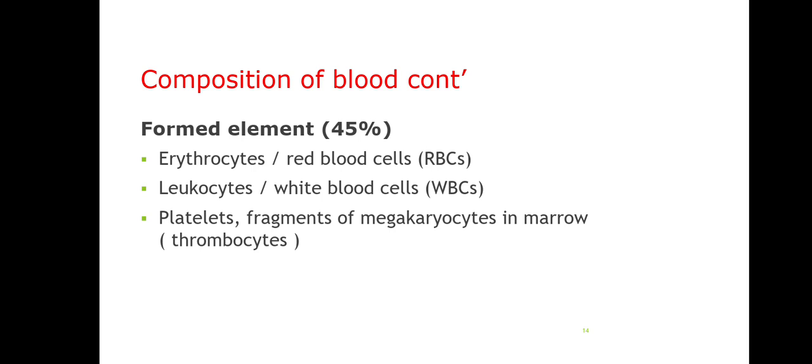So with the composition of blood, we know that we have formed elements. The formed elements have erythrocytes, which are red blood cells, leukocytes, which are white blood cells, and platelets. They are fragments of megakaryocytes in the bone marrow. So basically these are thrombocytes.